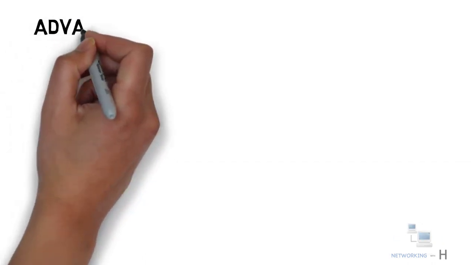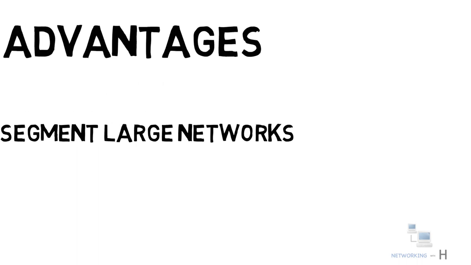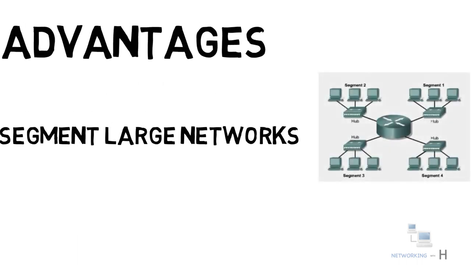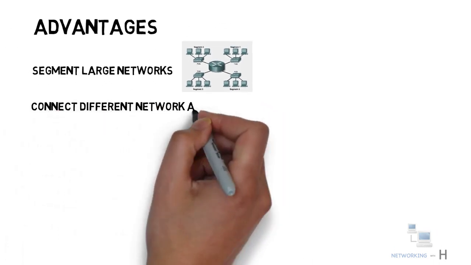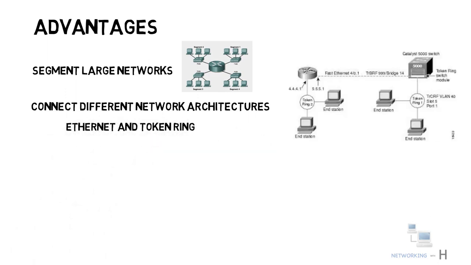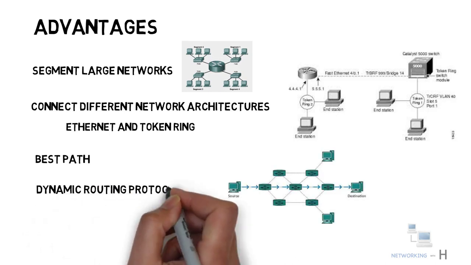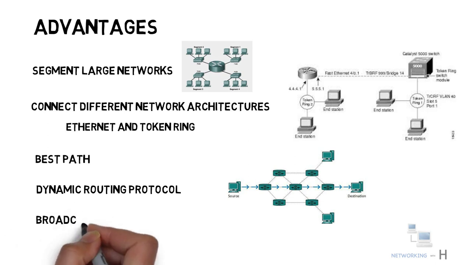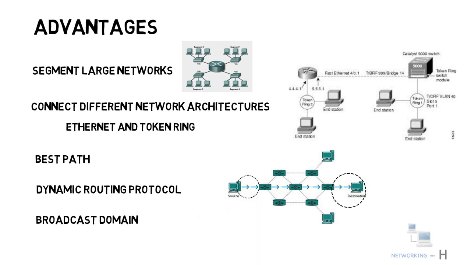Last, we'll discuss the advantages of using routers in the network. Routers are used to segment large networks into internetworks made up of smaller networks that are easier to manage. Routers can connect different network architectures such as Ethernet and token ring. Routers can choose the best path across the network using dynamic routing techniques. Routers reduce network traffic by creating broadcast domains. All ports on a router are in different broadcast domains, and routers don't forward broadcasts from one broadcast domain to another.